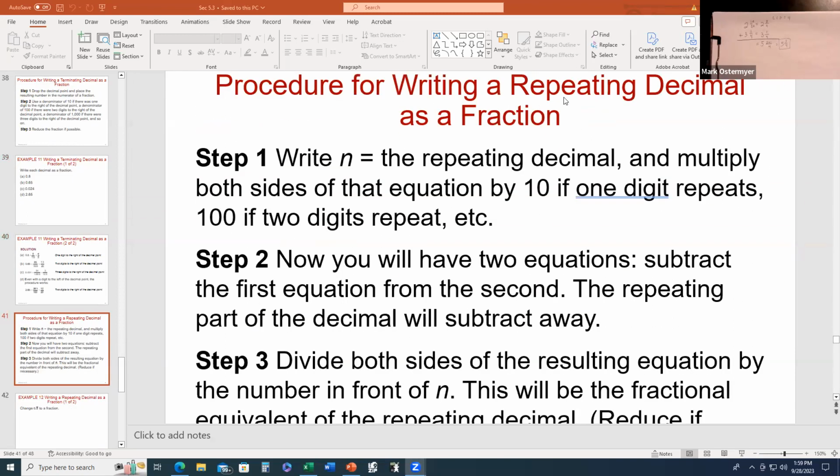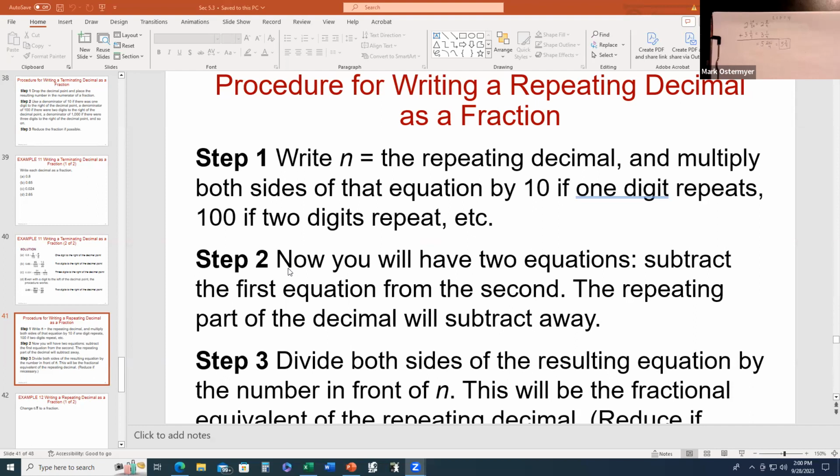Ladies and gentlemen, can we write a repeating decimal as a fraction? The answer is yes. It's a little bit more strange, but it can be done. Step 1, write n equals the repeating decimal, and multiply both sides of that equation by 10 if 1 digit repeats, by 100 if 2 digits repeat, etc.